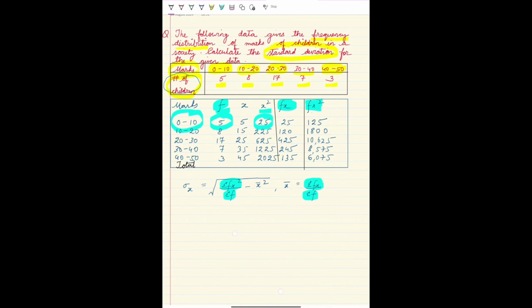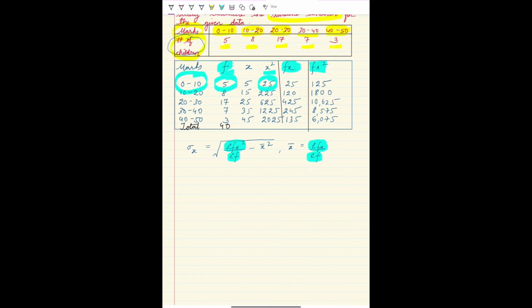The total of f comes as 40. We don't need the total of x as well as x square, so let me just put a hyphen over there. The total of fx comes as 950. And lastly, the total of fx square comes as 27,200.